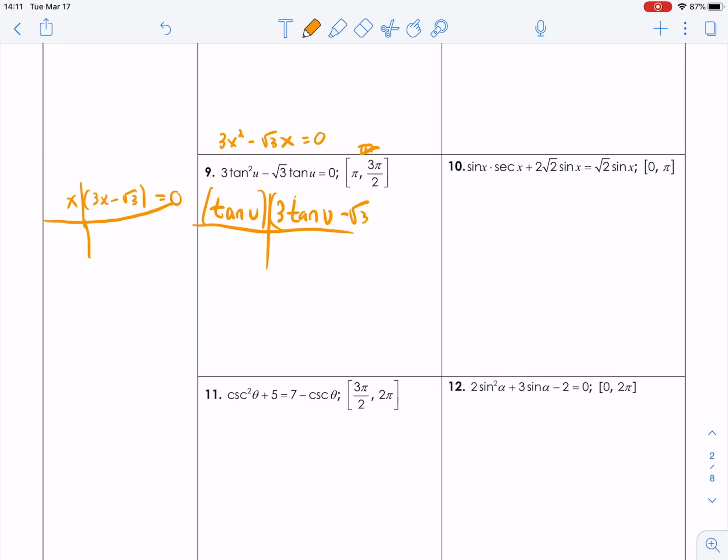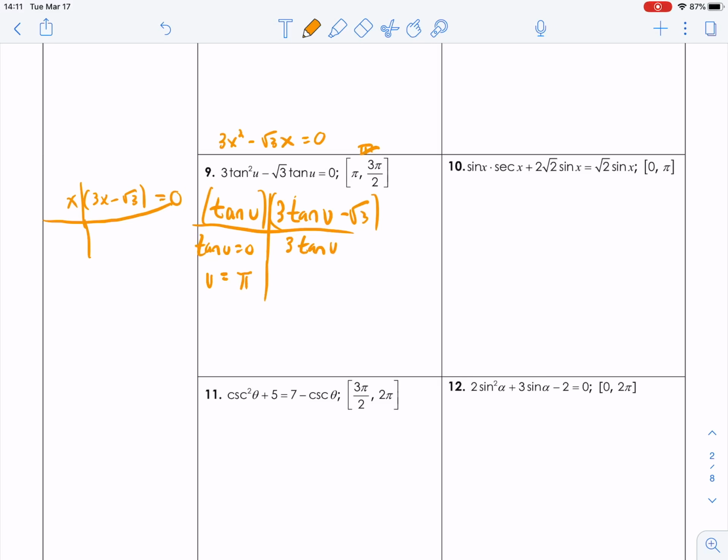And we're saying this equal to 0, so we can do it. So where does tan of u equal 0? Tan of u equals 0 when u is, in this case, we're in the third quadrant, so pi. Because we're looking for where sine is 0. And sine is 0 at pi. 3 tan of u equals, so we have to set this equal to 0 as well.